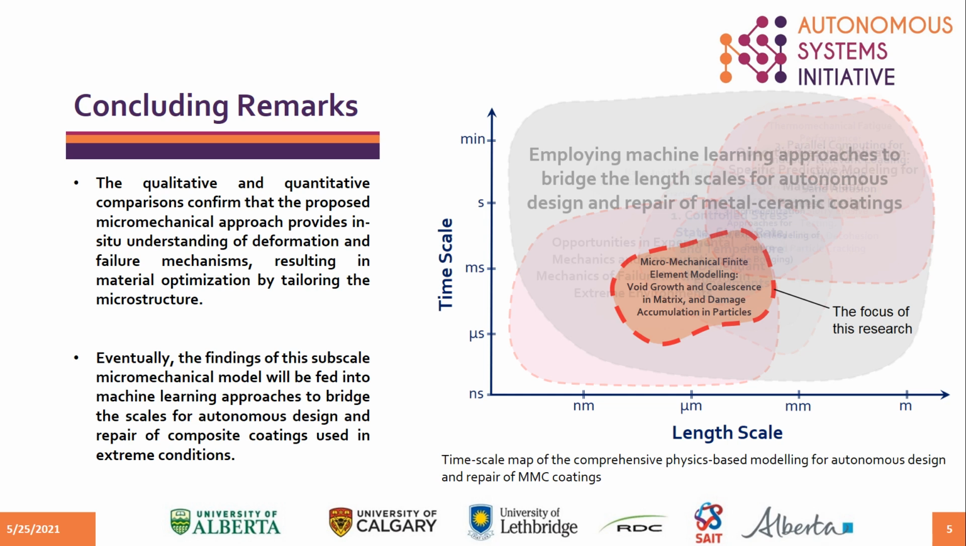To recap this presentation, there are two concluding remarks. The first one is that the qualitative and quantitative comparisons confirm that the proposed micromechanical approach provides in situ understanding of deformation and failure mechanisms, which are not accessible through our experiments, and this can result in material optimization by tailoring the microstructure. Then the findings of the subscale micromechanical model will be fed into machine learning approaches to bridge scales for autonomous design and repair of metal matrix composite coatings, which are going to be used in extreme conditions.